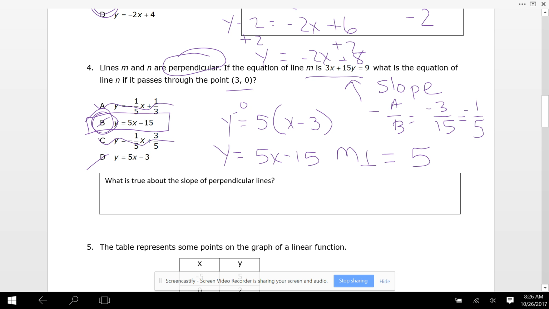I'm glad I read that. What is true about the slope of perpendicular lines? Opposite sign. Reciprocal. Which means flip it, right?